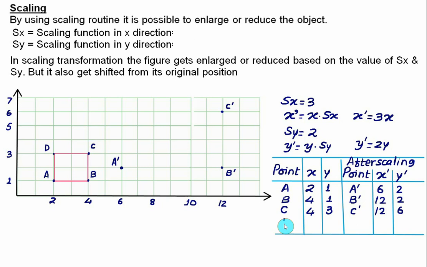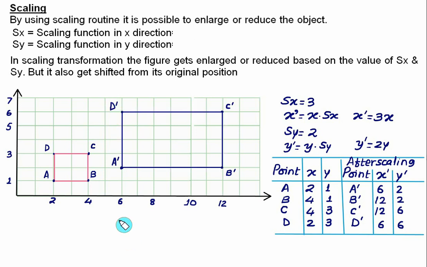And finally we have point D. Point D has x coordinate equal to 2, y coordinate equal to 3. So we have 2 comma 3. After scaling, you will get the new point D prime. 2 is multiplied by 3, that equals 6, and 3 is multiplied by 2, that equals 6. So 6 comma 6. This point is D prime.